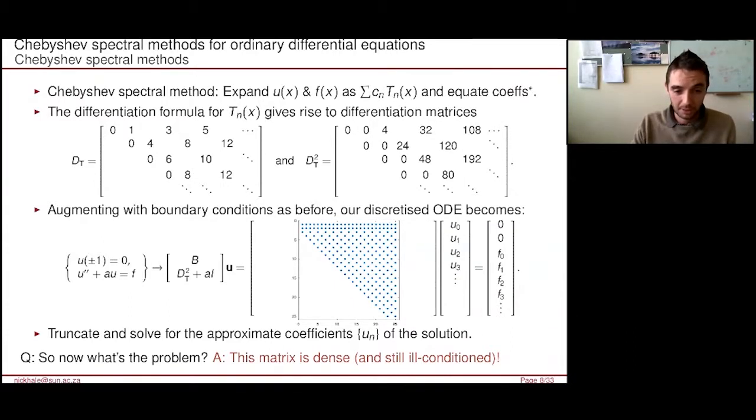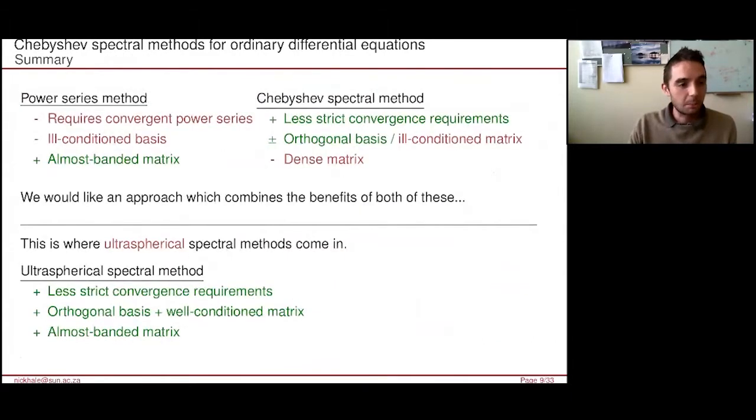So we want to try and improve that. We want to try and get back to an almost banded matrix, or use a different representation to give us that.